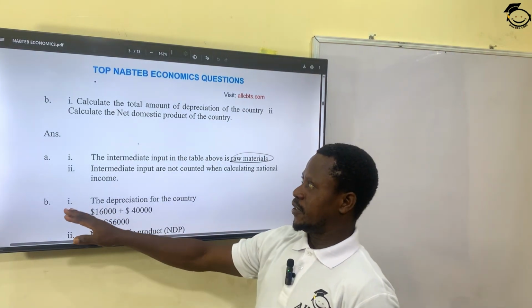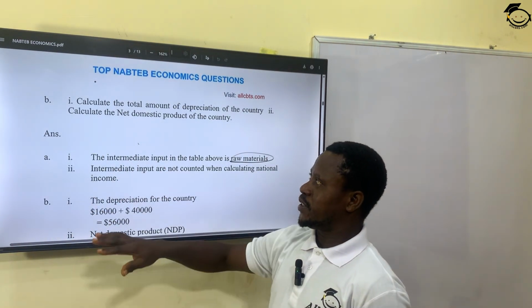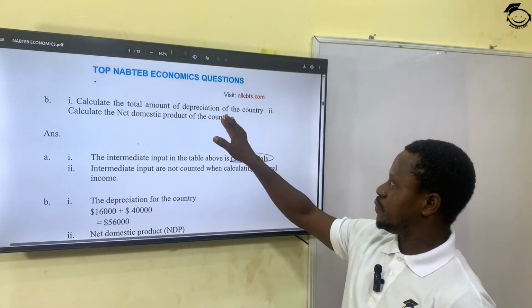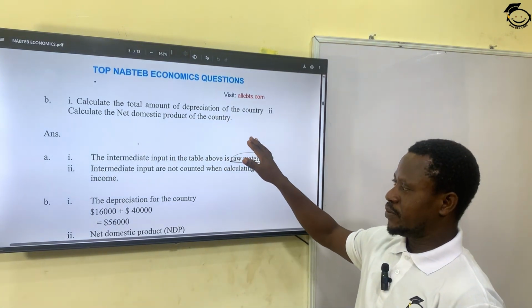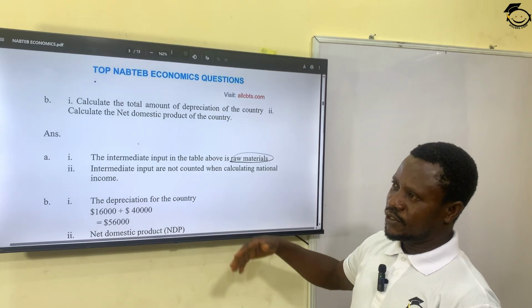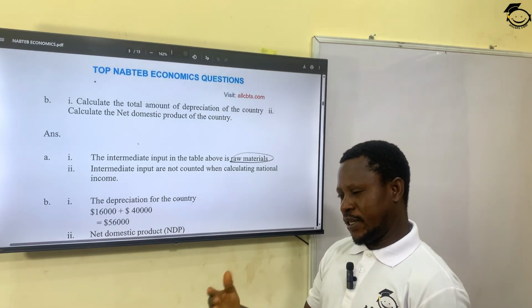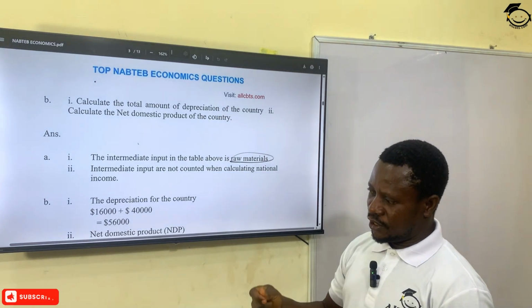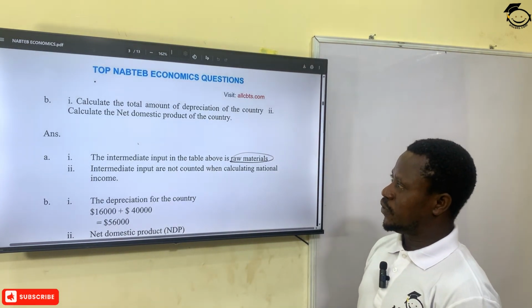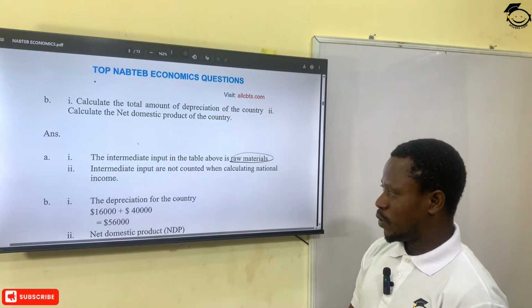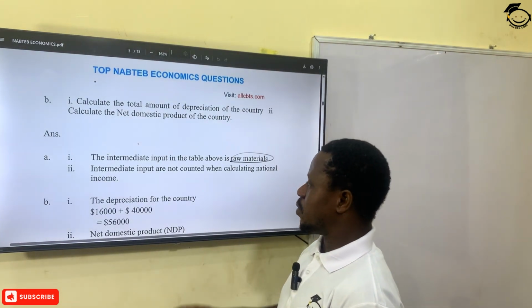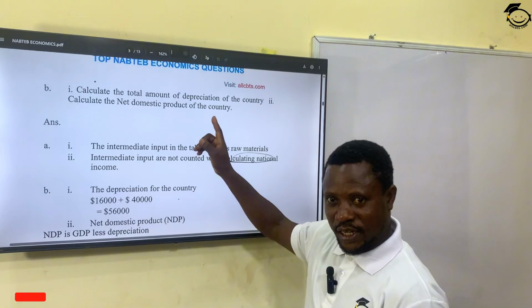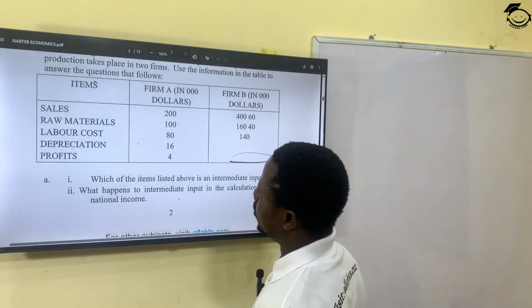So for the B side, we should calculate the total amount of depreciation of the country. Remember depreciation, that is the loss in the capitals, the loss in the machineries, the degradation in those fixed assets as they are being used for production processes. So in calculating depreciation, we have it in the table. Let's check the table up there.